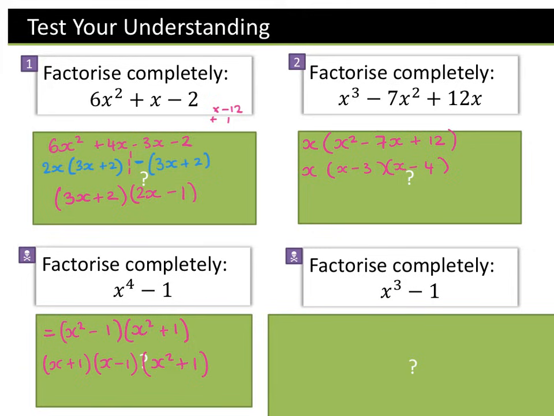For x cubed minus 1, this is actually the difference of 2 cubes, because 1 cubed is in fact 1. Now, there is a rule for this, which you do not know, but the rule is x cubed minus y cubed, because they're both cubed numbers, equals x minus y, x squared plus xy plus y squared. So in our case, we're going to have x minus 1, x squared plus x plus 1, and that is fully factorised.